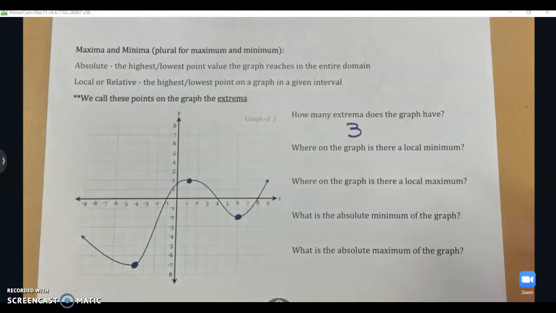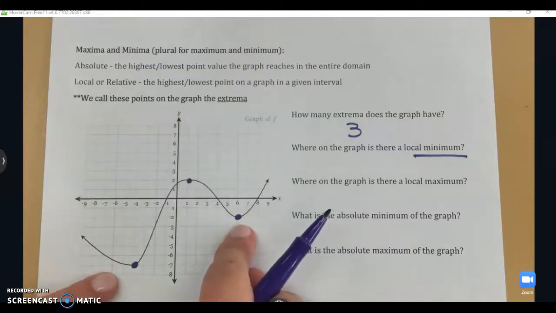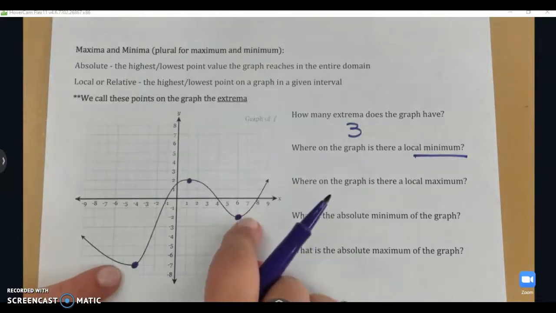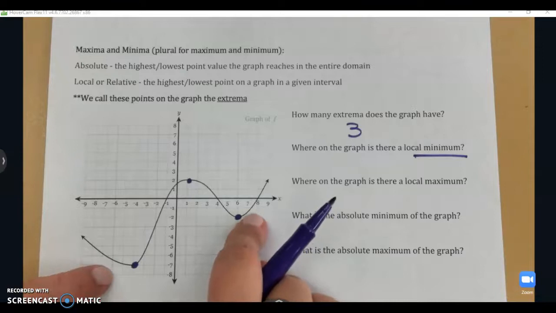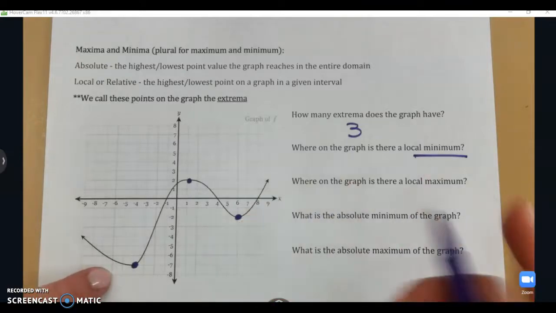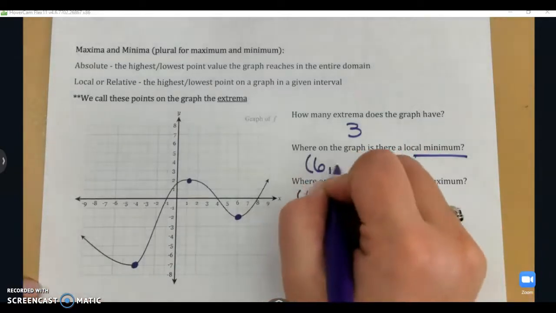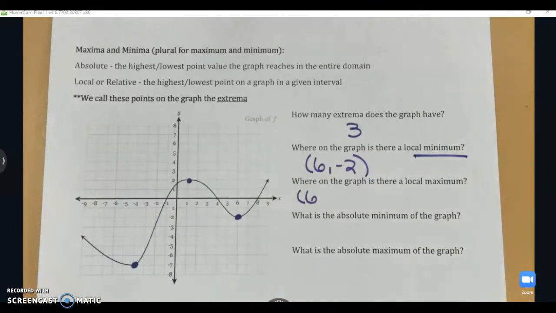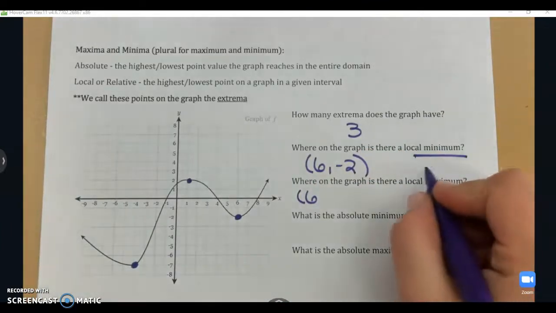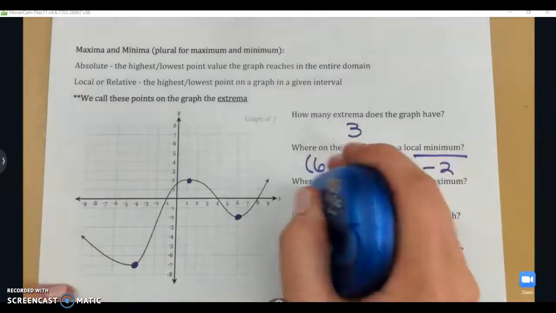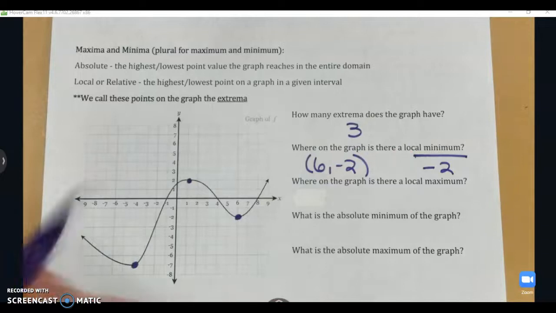Where on the graph is there a local minimum? Meaning somewhere else on the graph there could be a lower value, but for that area, relative to other values, it is a minimum. So looking here, my 2 minimums, a valley, if you will, which one is smaller? The one on the left, which means the one on the right would be more of a local minimum, and that is at the point (6, -2). So the local minimum there would be -2. When you're talking about a maximum or a minimum, you are referring to the y value.